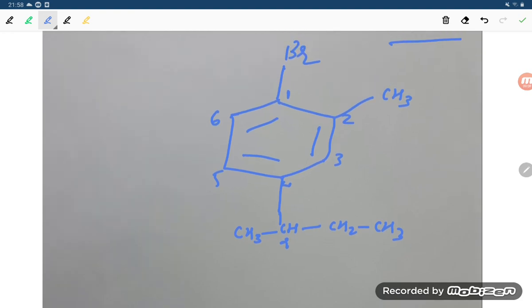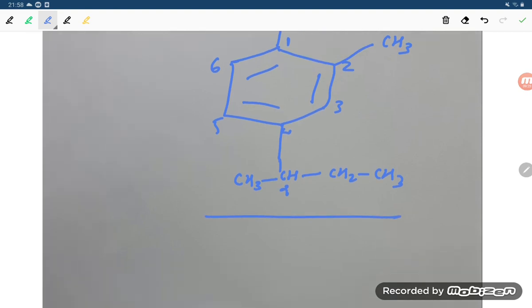So this is for 1-bromo, 4-secondary butyl, because butyl will come first, student, then methyl. So 1-bromo-4-secondary butyl-2-methyl benzene. So this is all about the answers, student.